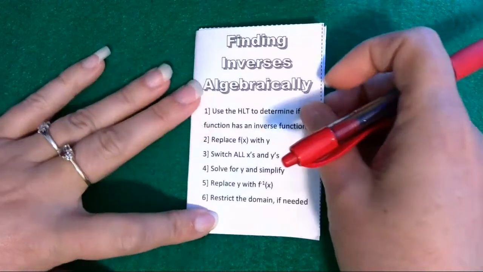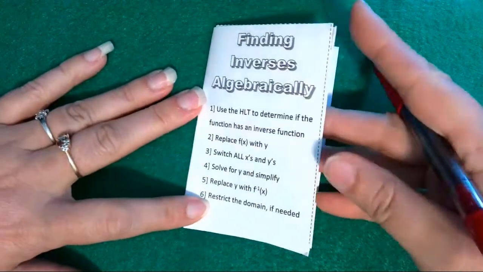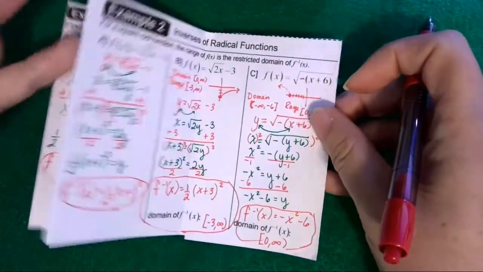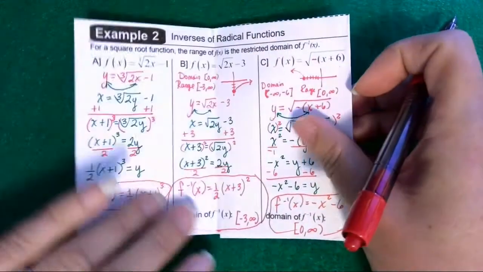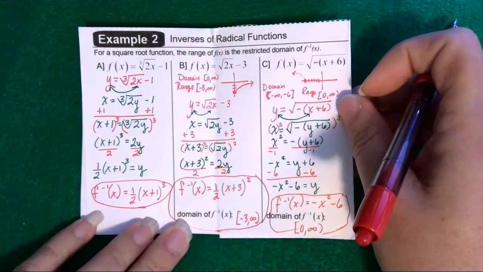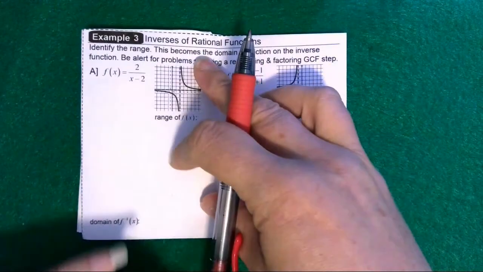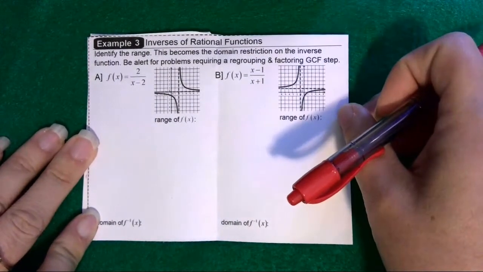Okay, so we're back now with our third video in these notes for finding inverses algebraically. In example 1, we looked at the inverses of linear and cubic functions. In example 2, we looked at the inverses of radical functions. And so now in example 3, we're going to take a look at finding the inverse equation of some rational functions.